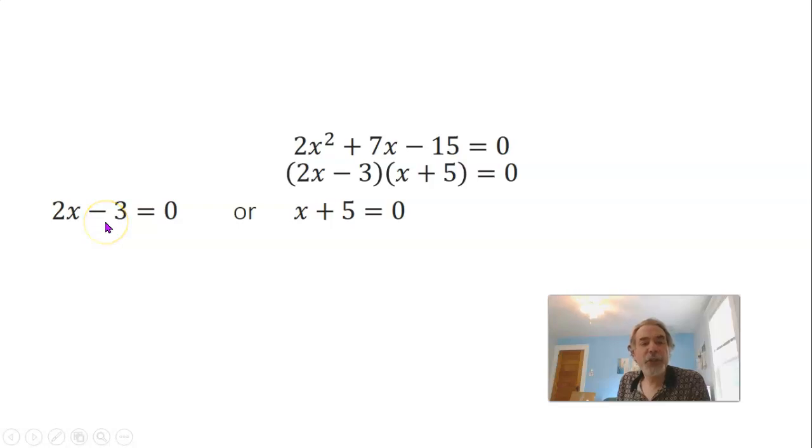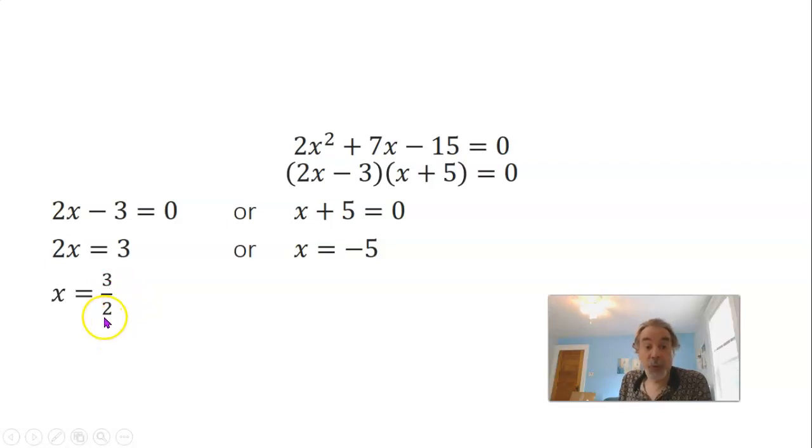And now we just have two simple little equations to solve. On this one, I would add 3 to both sides, and then go from 2x to just x by dividing by 2 on both sides. 2x divided by 2 would be x. 3 divided by 2 would be 3 over 2, 3 halves. Meanwhile, over here, subtract 5 on both sides, you get x equals negative 5. And there's your two solutions.